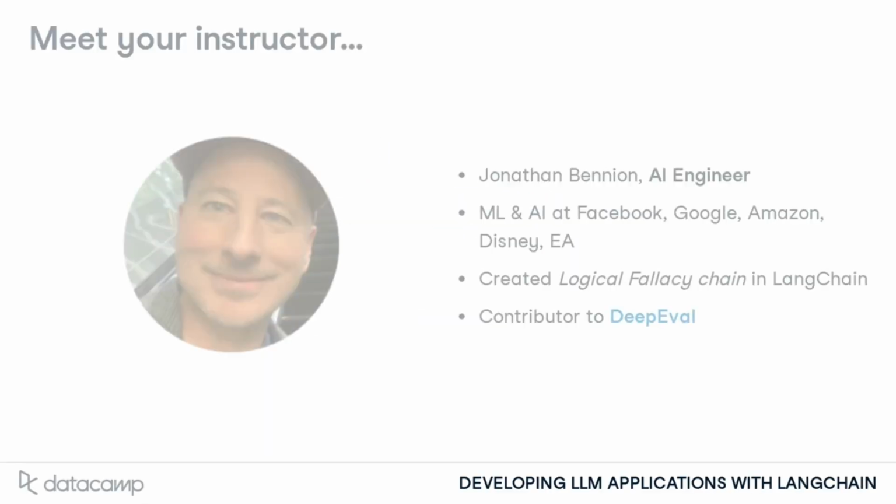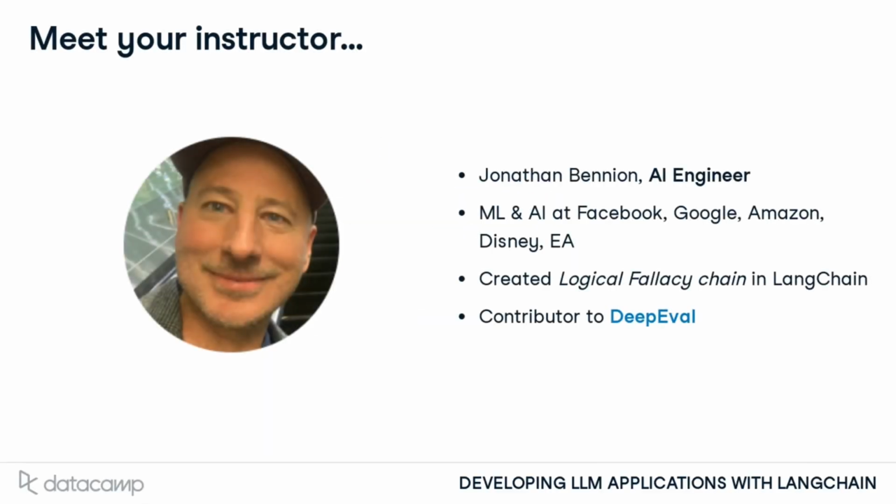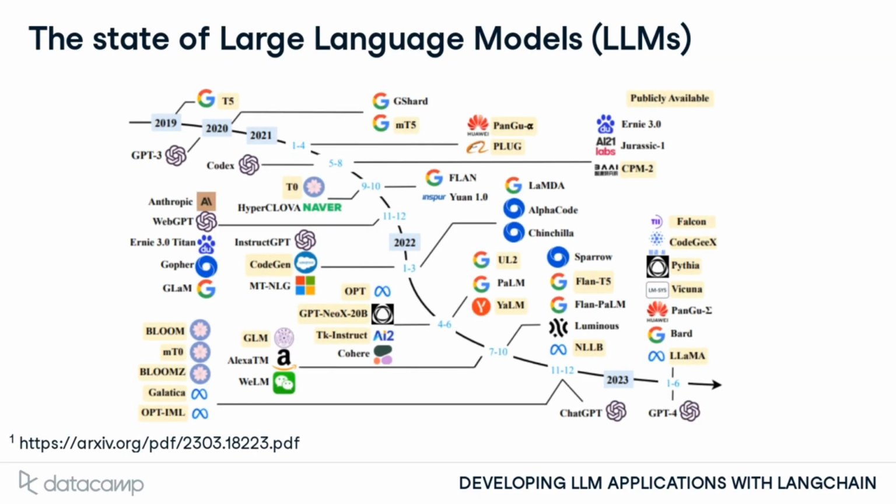Hello, I'm Jonathan Benyon, an AI engineer and active contributor to LangChain. Welcome to the course. We now live in a world where we're spoiled for choice when it comes to choosing large language models, or LLMs, for developing AI-powered applications. However, these LLMs differ based on their model architecture, training data, intended use cases, and prompting strategies.